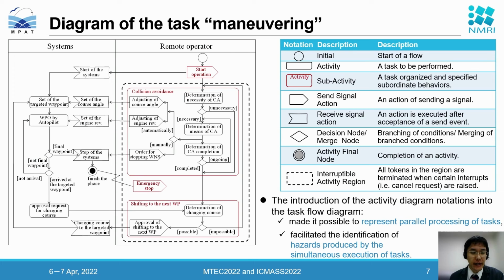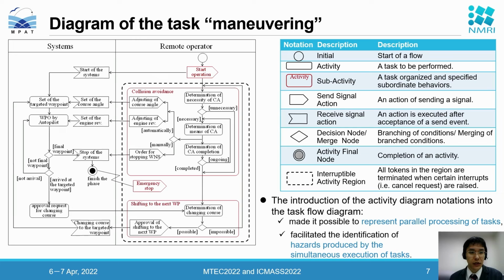The task flow diagrams were generated based on the system specifications, the observation of the experiment using the videos, and the result of task analysis. The figure shows the task flow diagram of the task of maneuvering. The diagram is composed of two partitions, that is, the systems and the remote operator. The table shows the notations. These notations are the same as the activity diagram, which is a type of behavioral diagram in the unified modeling language.